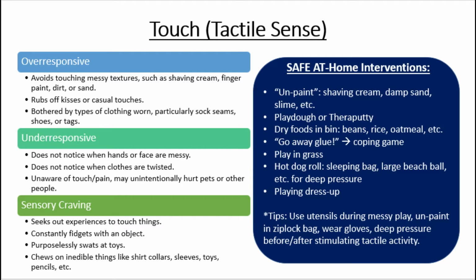Under-responsive kiddos to the tactile sense may not notice when their hands or face are messy, may not notice when their clothes are twisted, and they may be unaware of touch or pain and may unintentionally hurt pets or other people. Kiddos who are tactilely sensory craving may seek out experiences to touch things, constantly fidget with an object, purposely swat at toys, and chew on inedible things like shirt collars, sleeves, toys, and pencils.